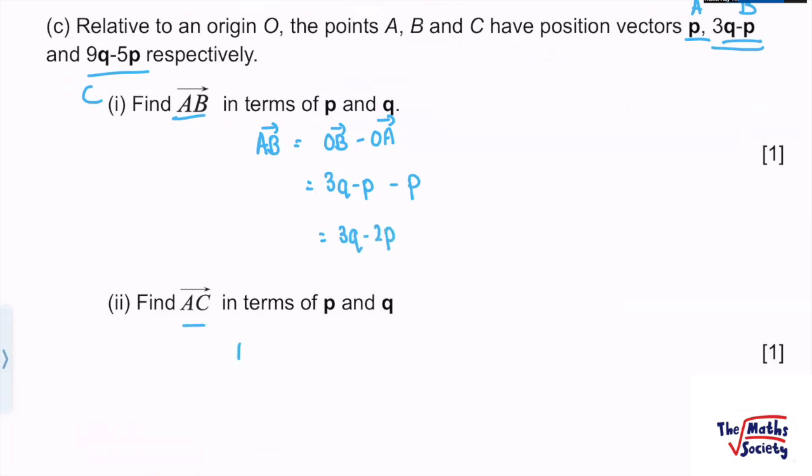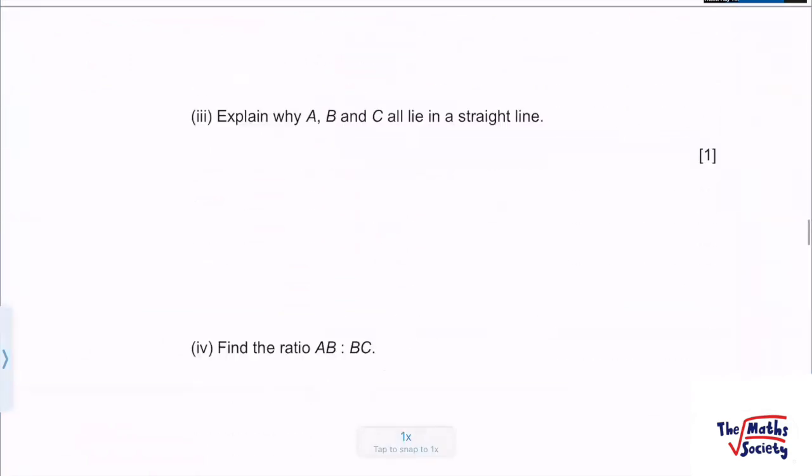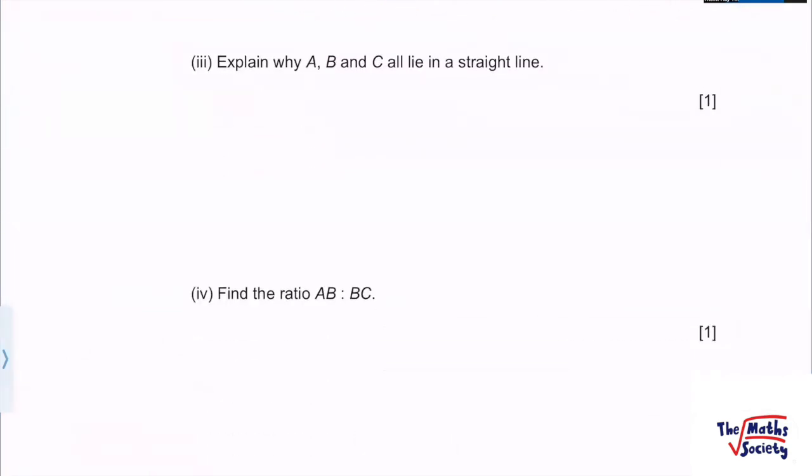It says to find AC this time. AC, we know that it's OC minus OA. OC was 9Q minus 5P, minus P again. So that's 9Q minus 6P, and that is your AC. And moving on to part 3, we need to say why A, B, and C are lying in a straight line. So we know that 3AB equals AC, and therefore A, B, and C are all collinear.